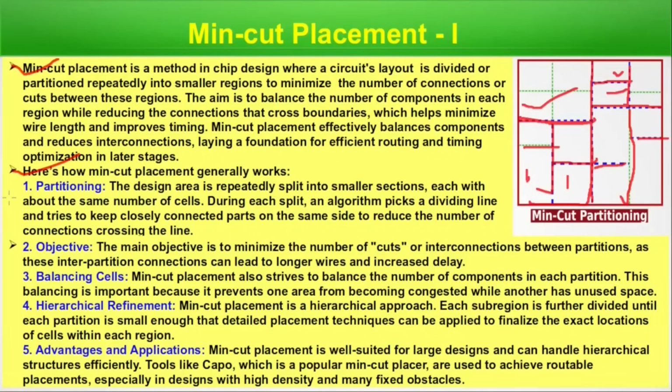So basically, it divides the area and balances the number of components in each region so that the crossover connection is reduced, and it meticulously tries to use all the sections so that it doesn't happen that one section is congested and another portion is less dense. We try to balance out the number of components.